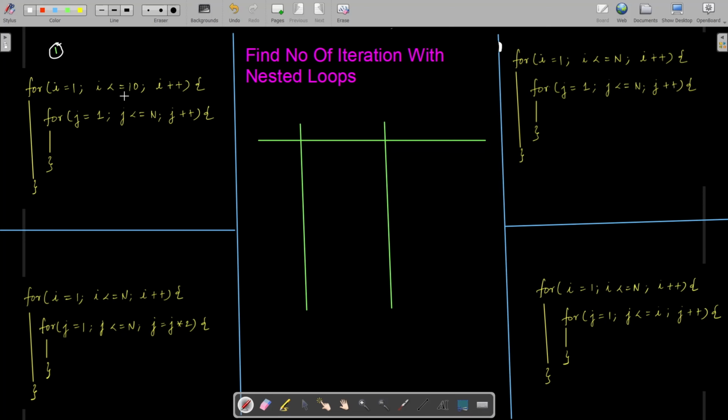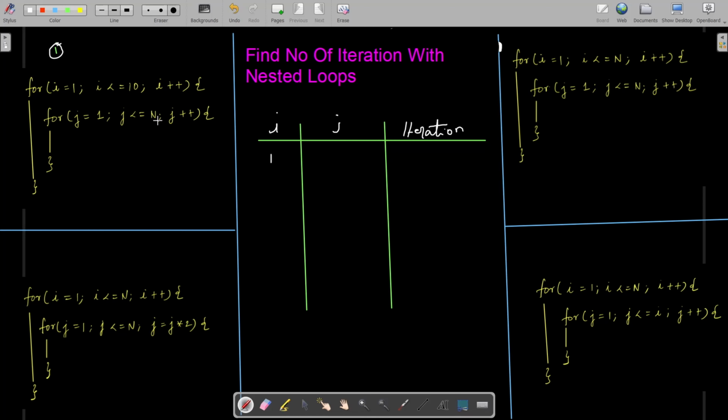i equal to 1, i less than or equal to 10, and i plus plus. So the i loop will be incremented by 1, right? Let's take the components: i is there and j is there, and what is the total number of iterations? First, if your i is 1, what will your j loop be? Your j loop will start from 1 to n, and every time it will be incremented by 1.